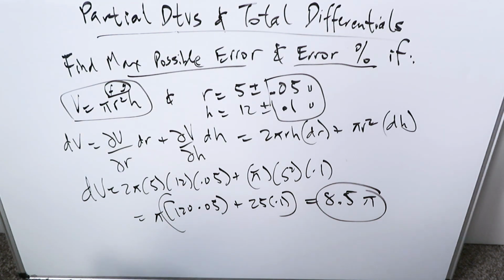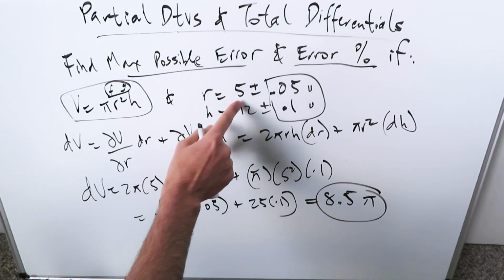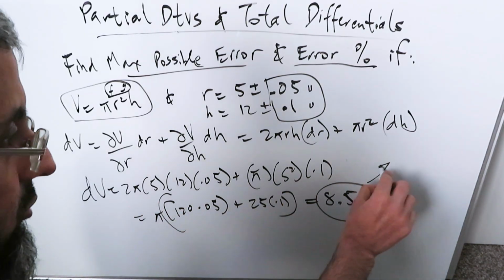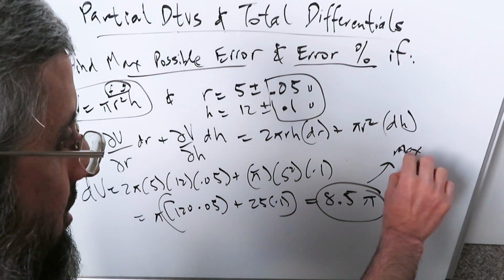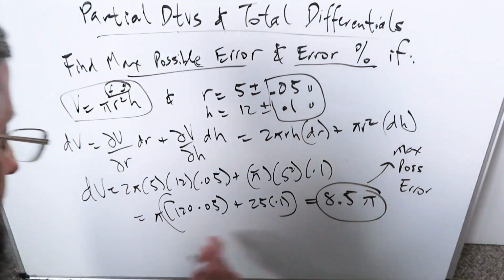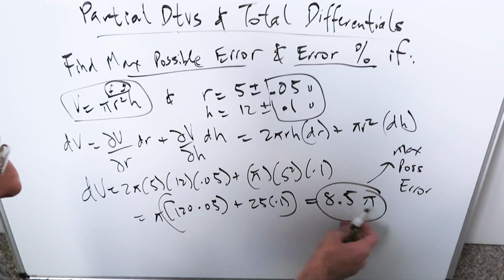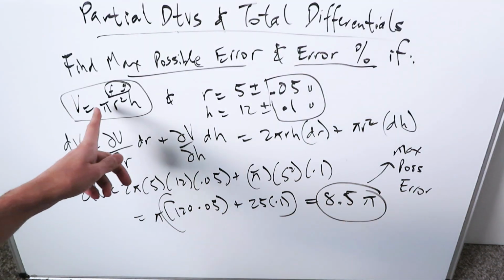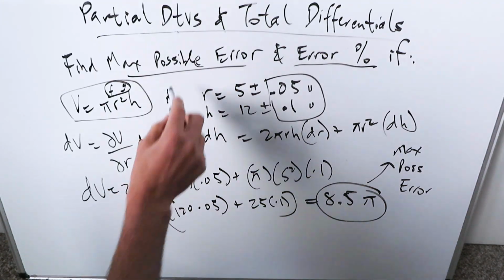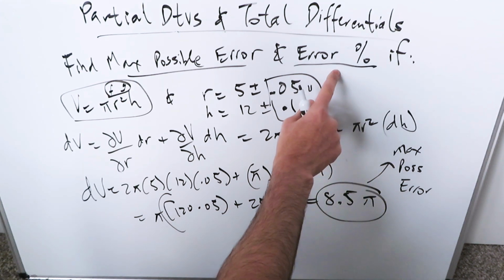But how do I actually bring this into sense? In this particular case, since we're working with errors, my total differential is giving me what? My maximum possible error. In this particular case, this dV represents a total differential, but a total differential with respect to an error. This is the maximum error I can have in this cylinder computation. But what is the percentage of error? This answer has been solved. It's 8.5π. That's the maximum error. But what's my error percentage?